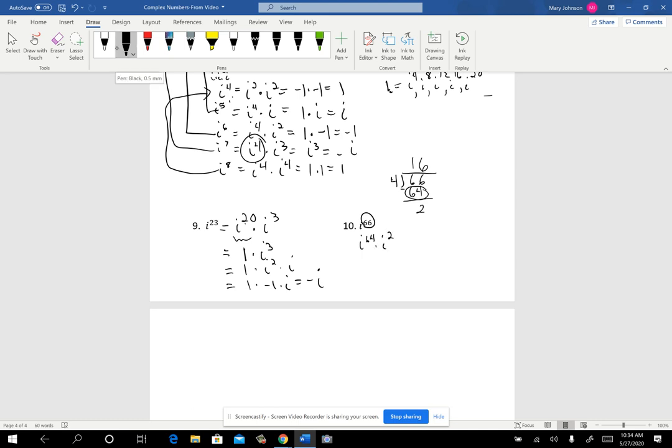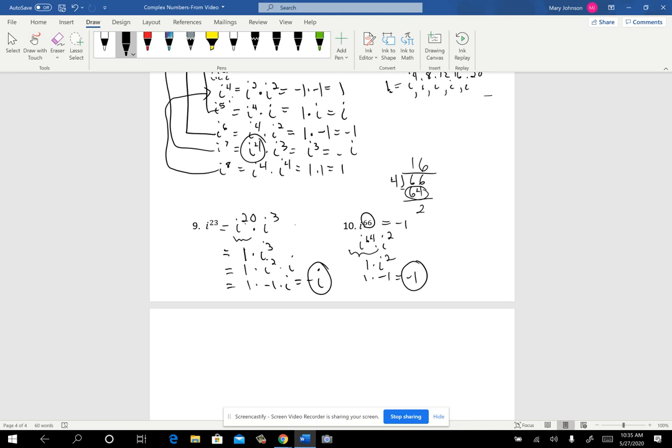Okay, and i to the 64th is a multiple of 4. So that means it's going to equal 1. And I know i squared is equal to -1. So overall, that should equal -1. Okay, and that's kind of how I do it: I look for a multiple of 4 that's close to that number, and then I use that to figure out what the value would be.